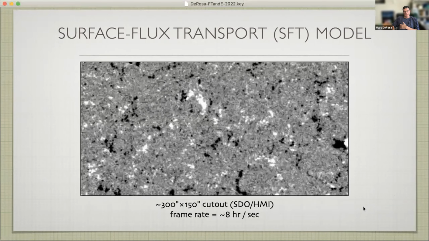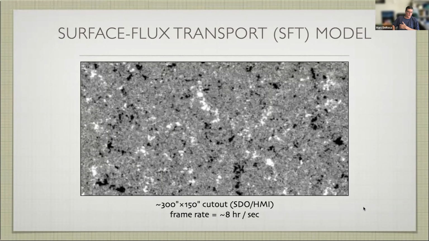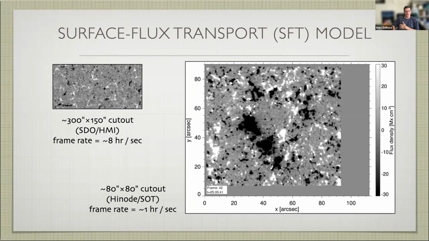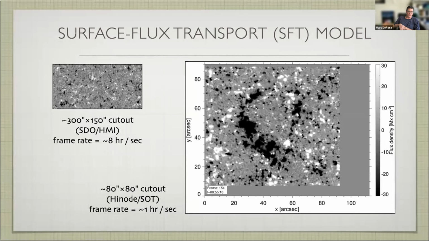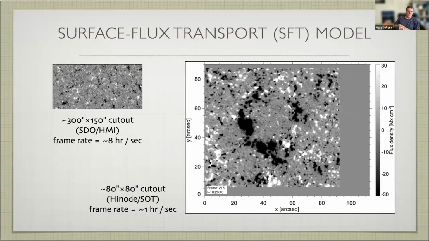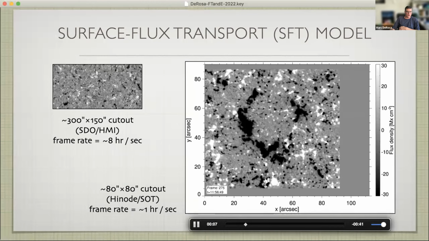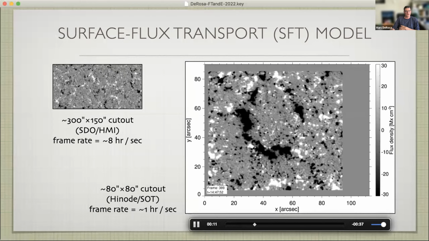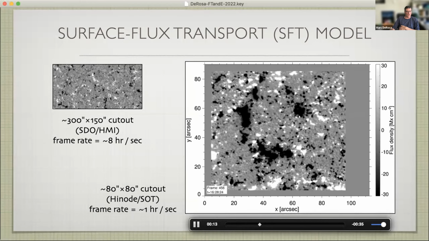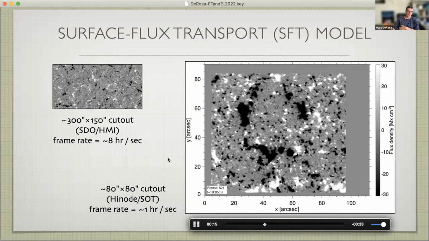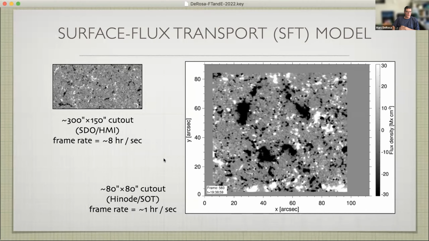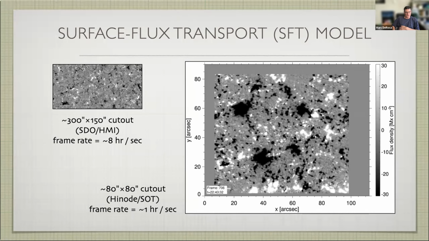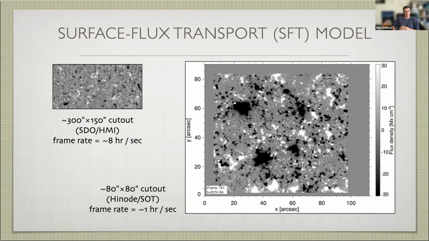And then this is sort of analogous to what happens on even smaller scales. If you look at higher spatial resolution, such as what we get from SOT on Hinode, in the middle here is one big supergranule, and you can see even smaller scale flux concentrations that are constantly moving around and emerging in this particular field of view. So that sort of highlights one property of the sun, that things are somewhat self-similar once you get below a certain scale.